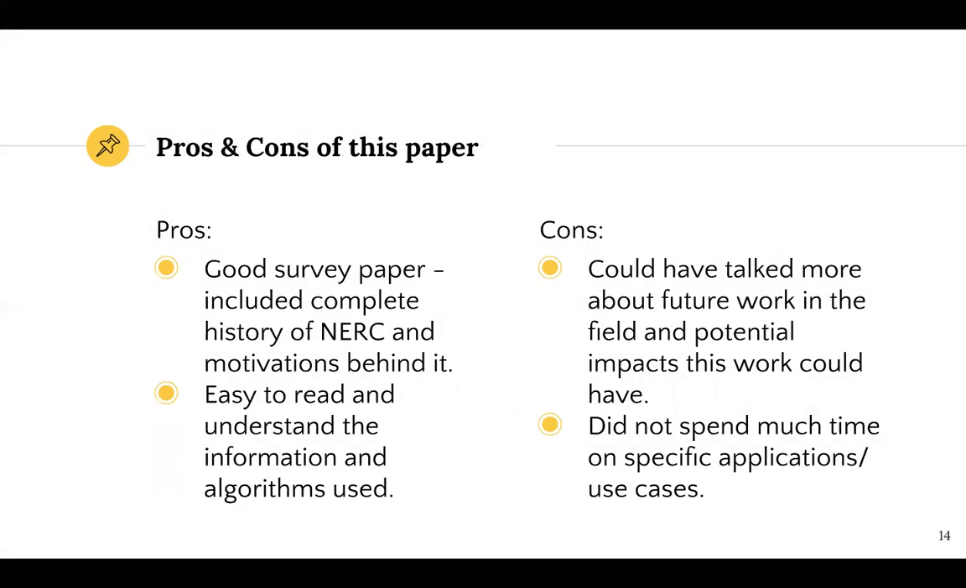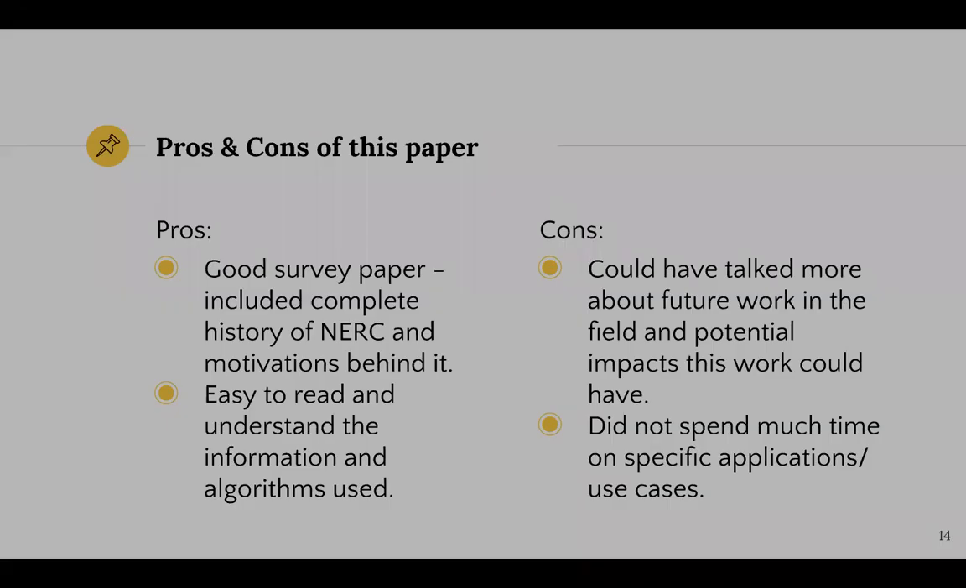So overall, the pros and cons of this paper. I thought that this paper was a really good survey paper. It included a complete history of named entity recognition and classification and the motivations behind it. I thought it was really easy to read and understand the information and the different algorithms that were used. However, I think that this paper could have talked a little bit more about future work in the field and potential impacts this work could have. It also didn't spend very much time on specific applications and use cases, and I think it could have done both of these things really easily, and it would have contributed to the overall success and applications of this paper.